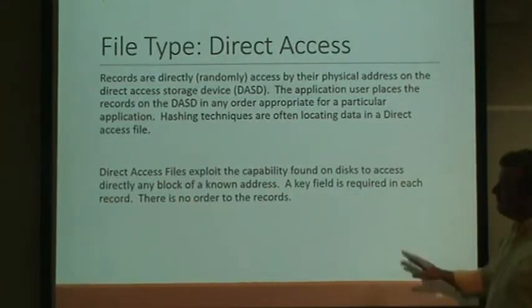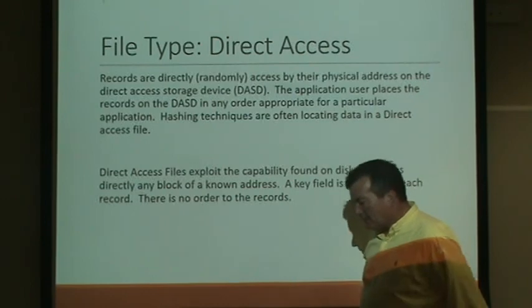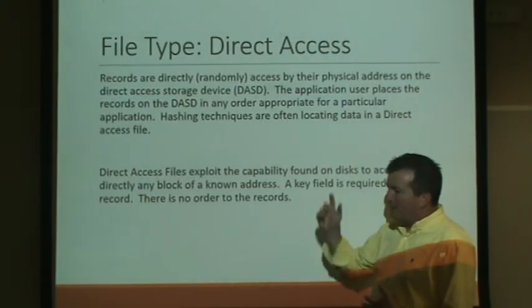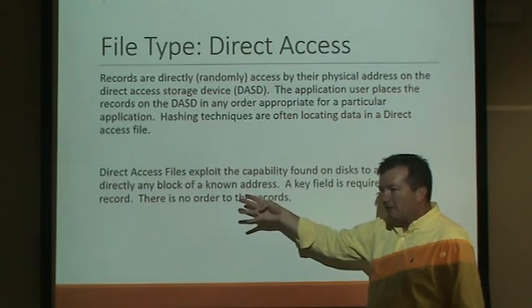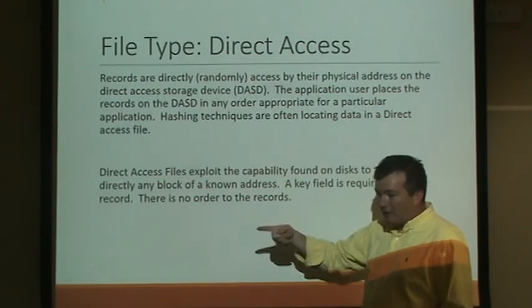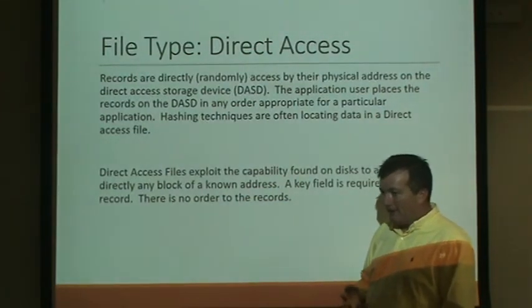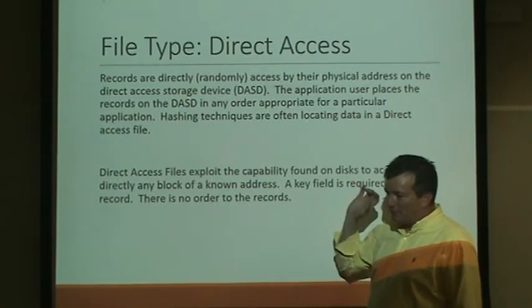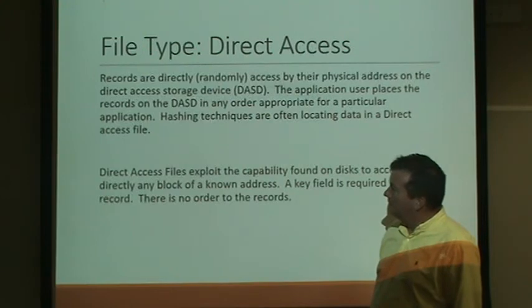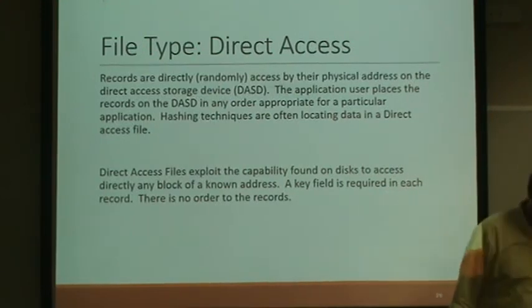So if you happen to have an application, like a database, which is a classic application where you have a direct access file, what would be the best way to store it on a disk? As a contiguous file, a linked file, or an indexed file? This would be a good application to store it as an indexed file.